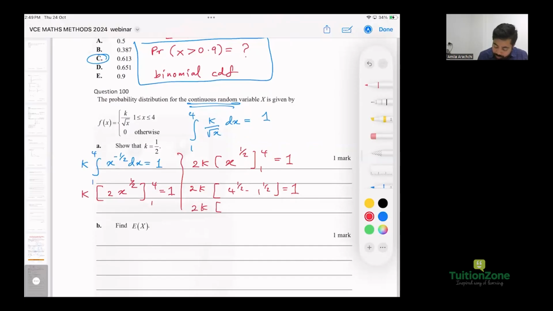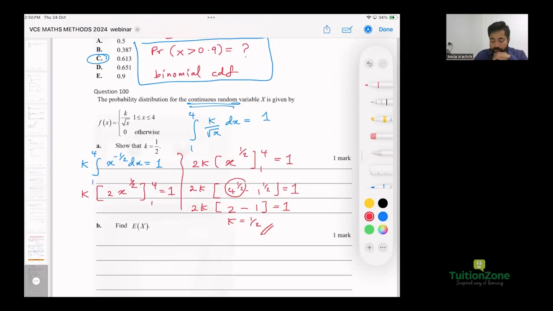Anyone, what's the answer to 4 to the power half? Emma, what's 4 to the power half? This is root 4, yeah? Which is 2. Yes, very good. And 1 to the power half is just root 1, which is 1. That's a very simple answer. What do you end up getting? 2 minus 1 is 1. So k is equal to 1 over 2. Cool. So that's the answer for part A.